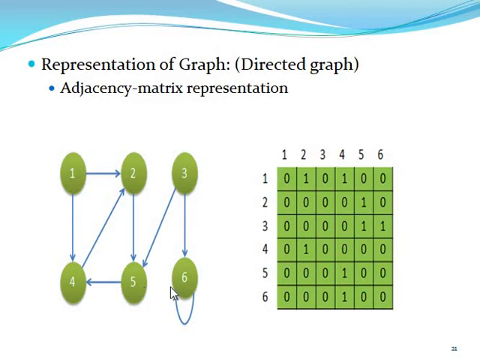3 is connected to 5 and 6, so you put 1 here. 4 is connected to 2, so you put 1 at 4 to 2. 5 is connected to 4, so in the 4 you put 1. 6 is connected to itself, so you put just 1 here, not here. This is one printing mistake, so you should check that and update it. So this is the matrix representation.